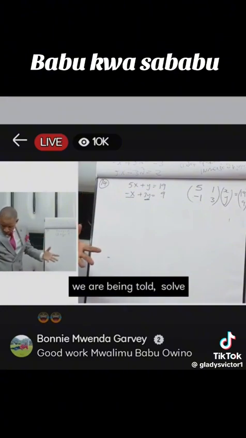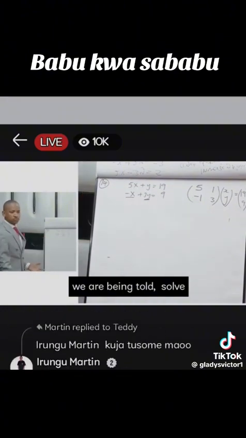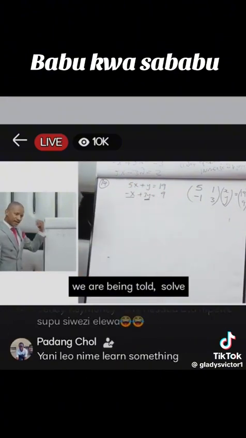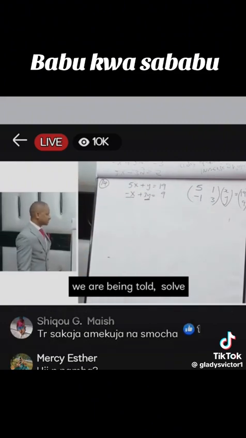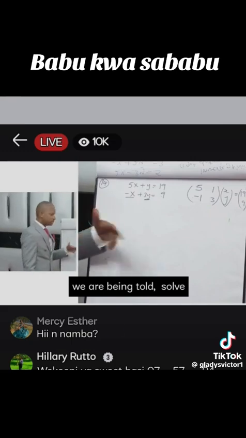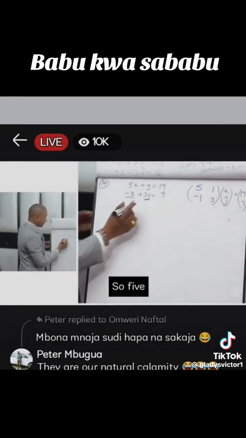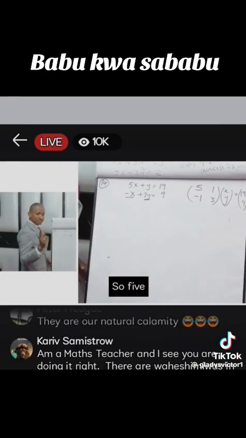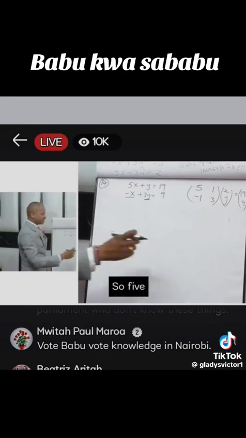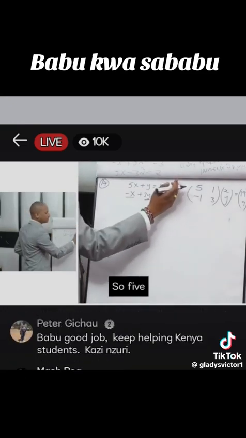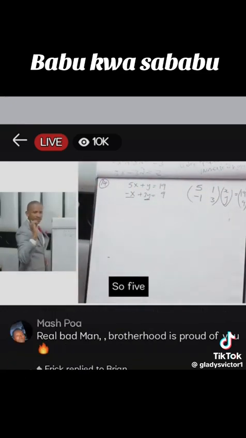Then we are being told, solve the simultaneous equation. This is highly likely to come in exams. That's why we want to drill it again. So, remember the first step is to find the inverse of this matrix, then pre-multiply both sides by the inverse.